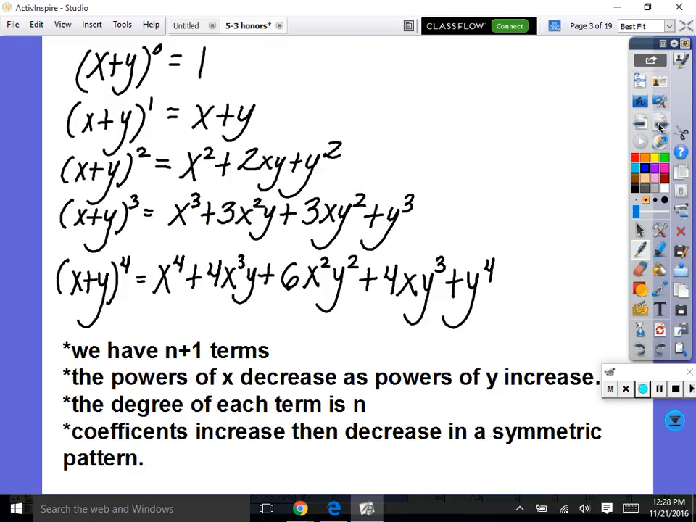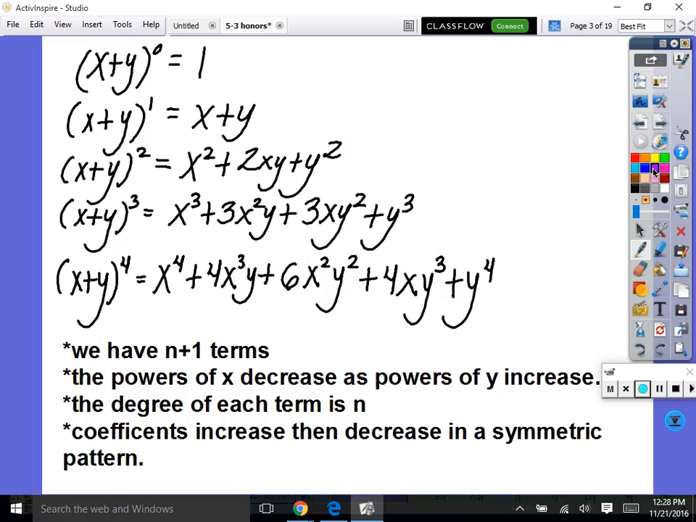Okay, there's a couple things you have to notice, some patterns here. So everybody look, we're going to look at some binomials raised to the 0, first, second, third, and fourth power. And let's notice a couple things. So x plus y to the 0 power is 1. Any base raised to the 0 power is 1, correct? X plus y to the first will be x plus y.